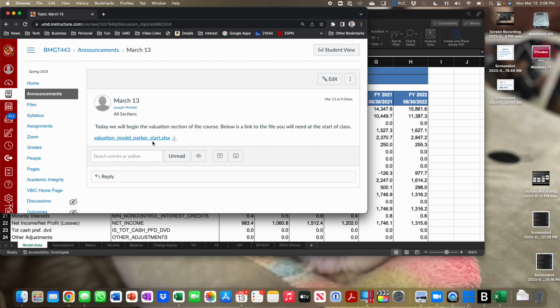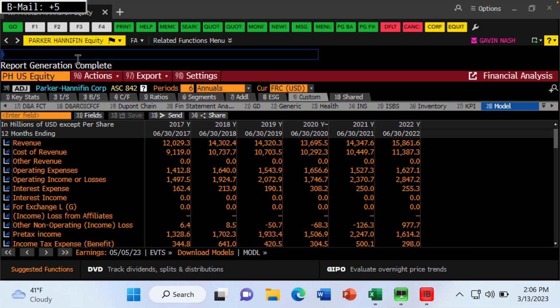Okay? The other thing that's going to happen on Wednesday is the Bloomberg Trading Challenge ends on Wednesday for all sections. So just taking a quick look.